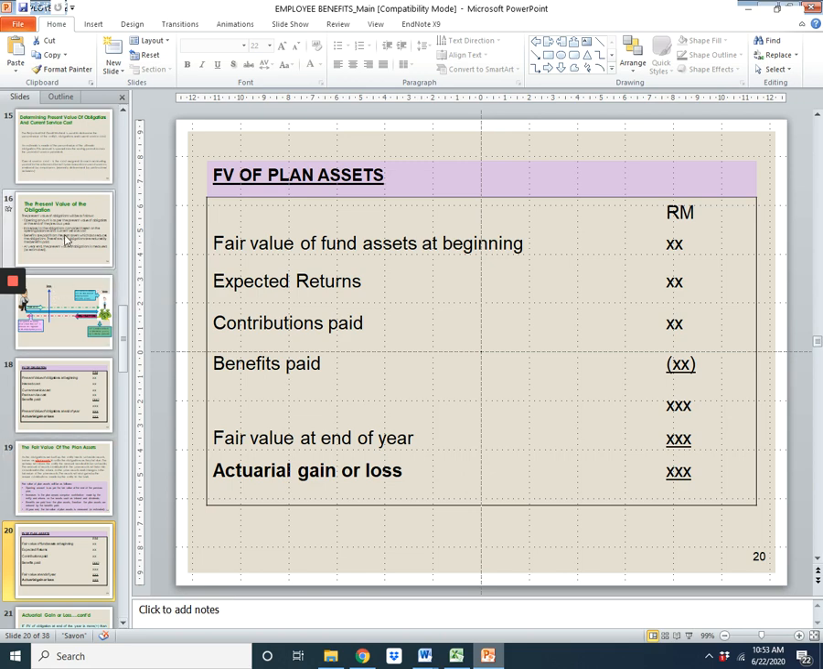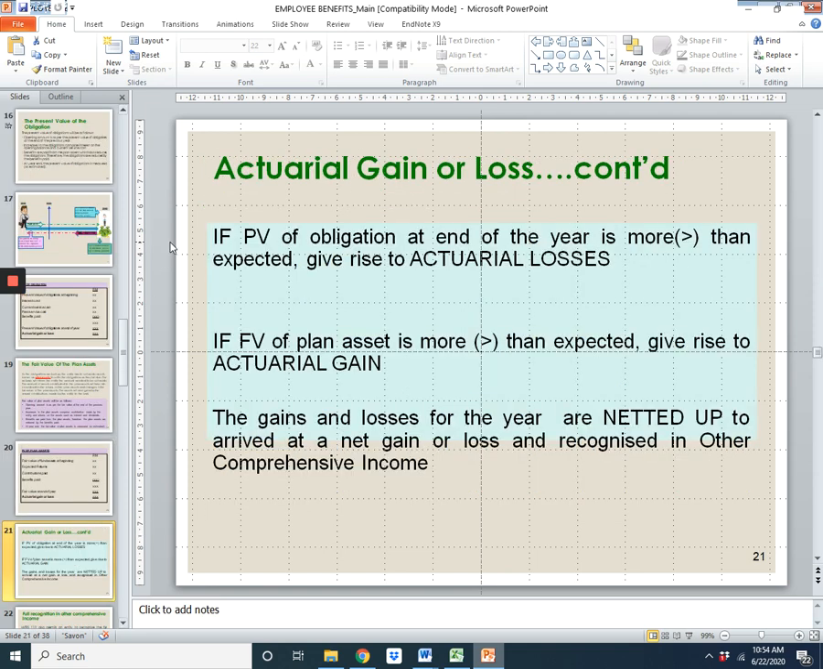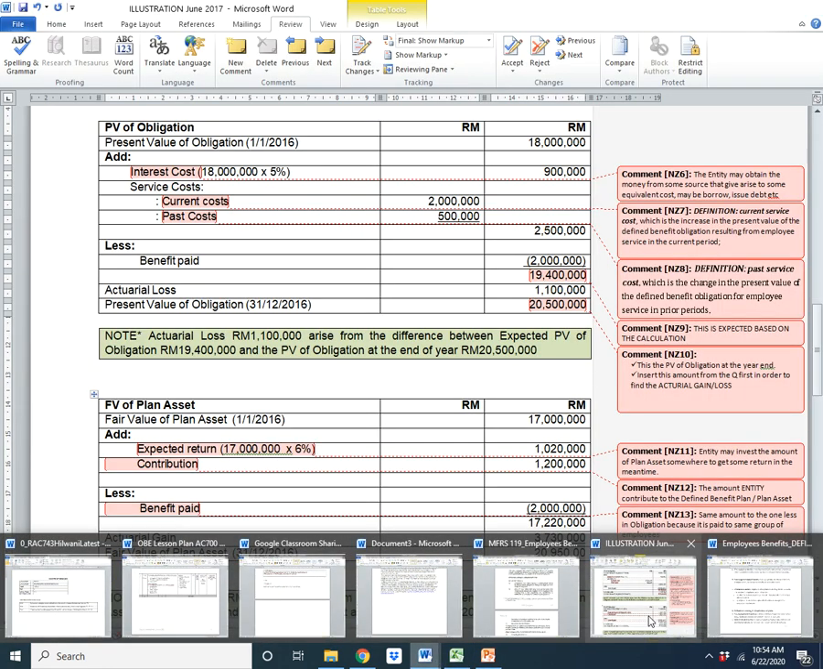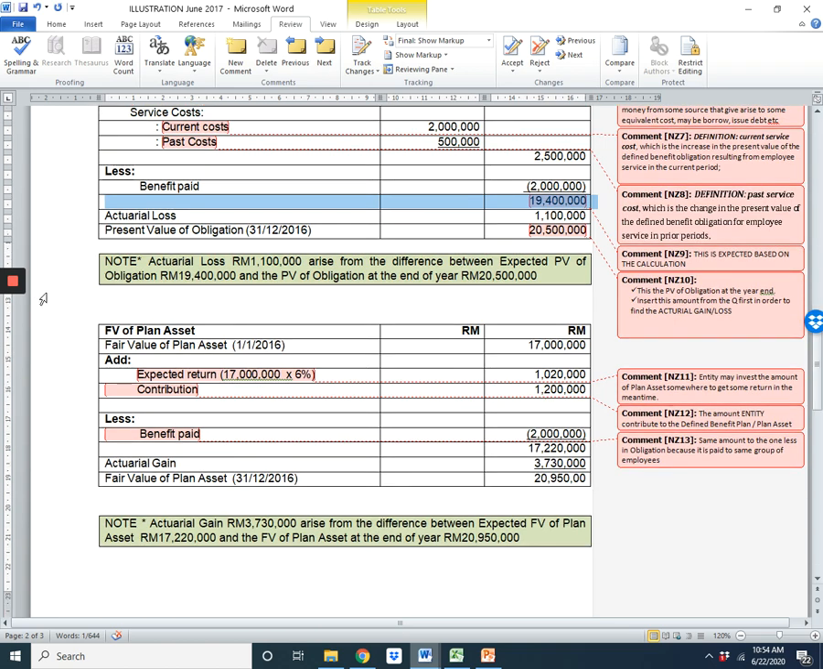So this is how you refer to your slide. Okay, actuarial. Okay, lepas tu kita kena rujuk balik. Okay, ada tak nota pasal actuarial gain or loss? You akan tengok, okay, this is the note. If present value of obligation at the end of the year is more than expected, it gives rise to actuarial loss. Okay. So that's how you should use your slide. The slide yang saya tak baca ataupun tak rujuk dalam lecture, itu cara dia you guna. Macam kalau you jumpa soalan, ni nak buat macam mana, baru you pergi pada slide. Okay. So in here, I guide you on how to do your tutorial question. Okay, so from here you get your actuarial loss.